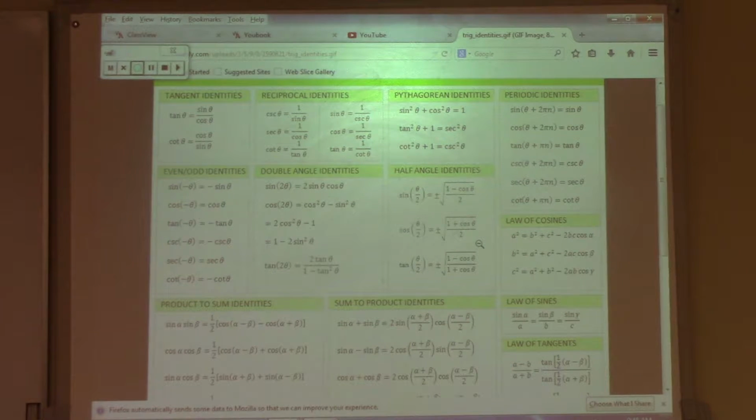Just remember sine squared, take the square root of both sides. That'd just be 1 plus, yeah. That would work. 1 minus cosine theta over 2. 1 plus cosine theta over 2. That would work.